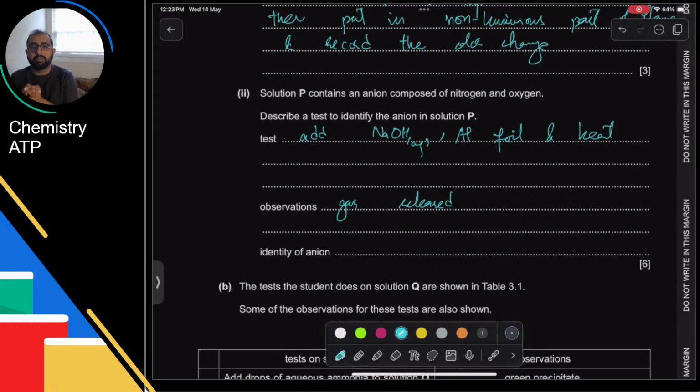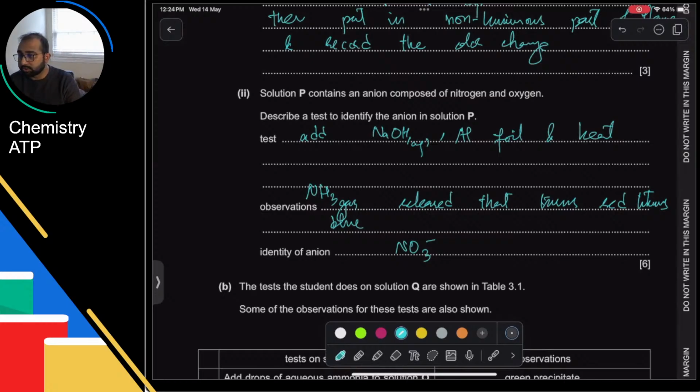Okay, so if you write ammonia gas released, write the test as well. So ammonia gas released that turns red litmus blue, that is how you know it's ammonia, and the anion is going to be nitrate. Always write the full formula, do not skip the negative part.